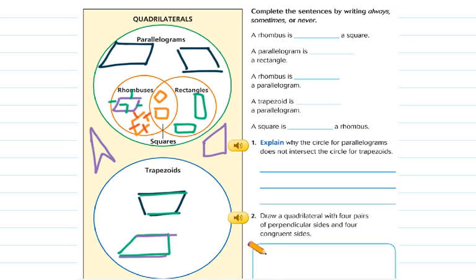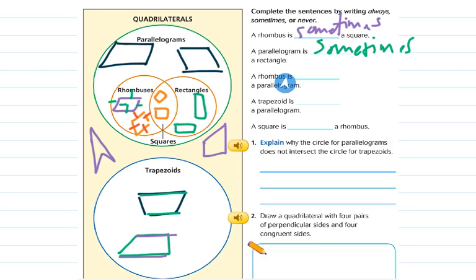So now we're going to complete the sentences by writing always, sometimes, or never. So a rhombus is a blank. A rhombus is sometimes a square. So if we look at our rhombuses, they are sometimes squares, and that's where our union is here in the middle. They're not always squares because you can see that these lines are slightly slanted, so they're not always. A parallelogram is sometimes a rectangle. Now if we look at our parallelograms, we have 2 examples of parallelograms that are not rectangles, but sometimes they are.